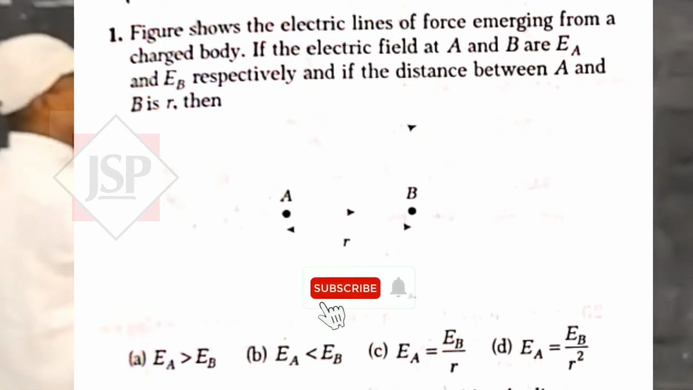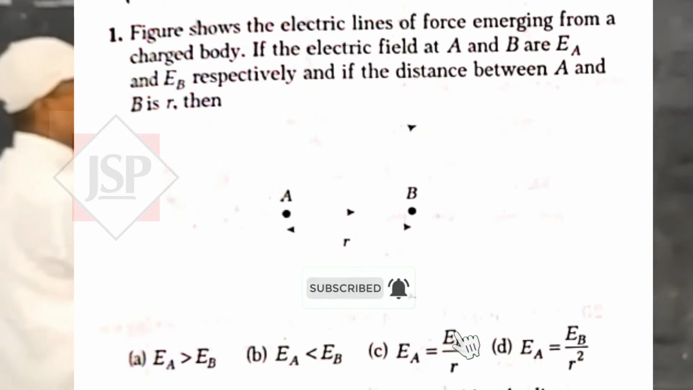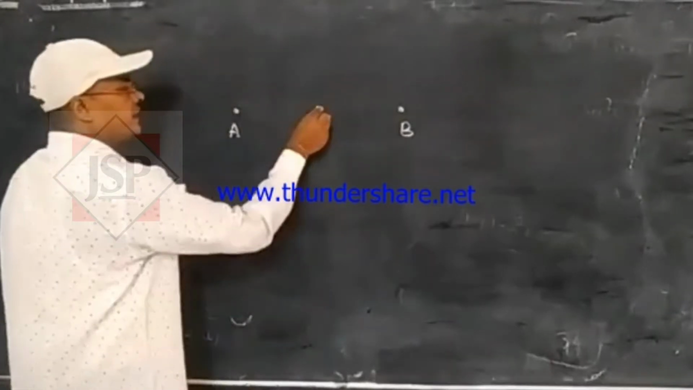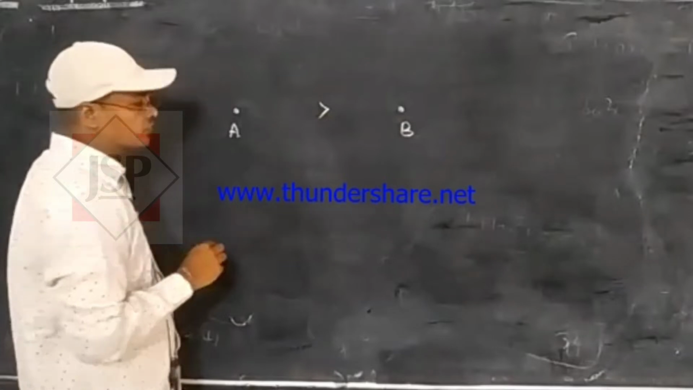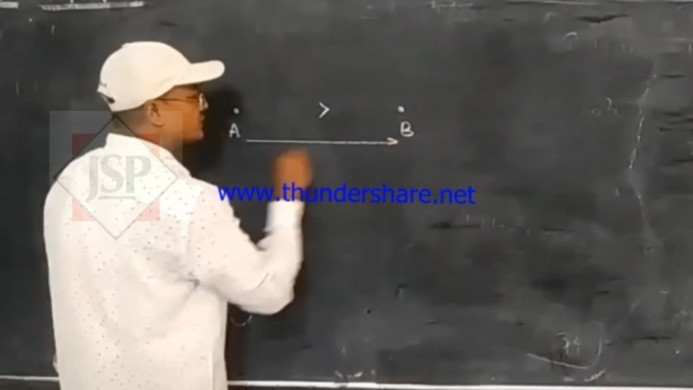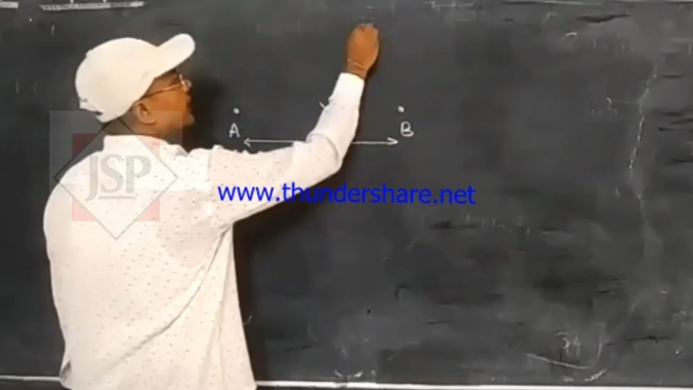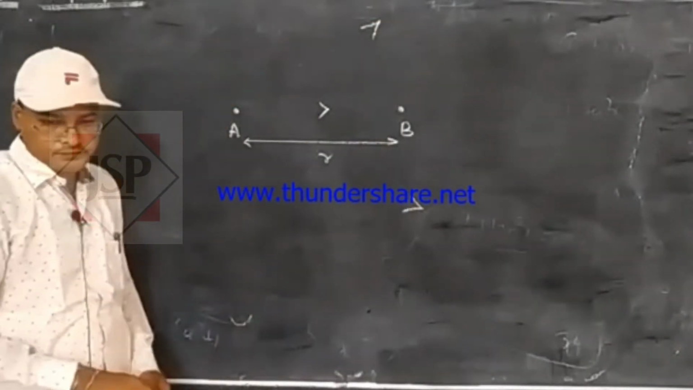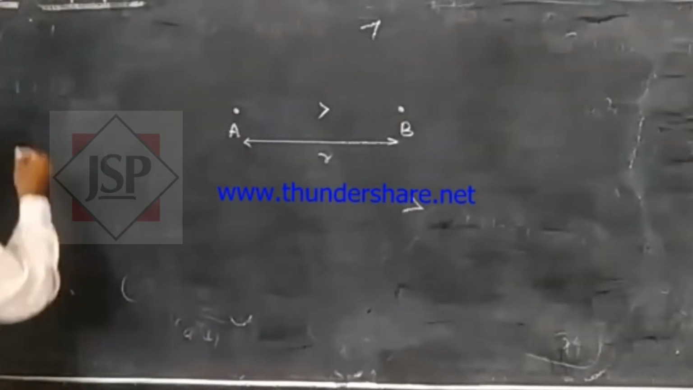See the figure here. This is A, this is B. Here one arrow mark is shown, and the distance between them is R. Here is one arrow mark, and here is another arrow mark. Now the options are like this.